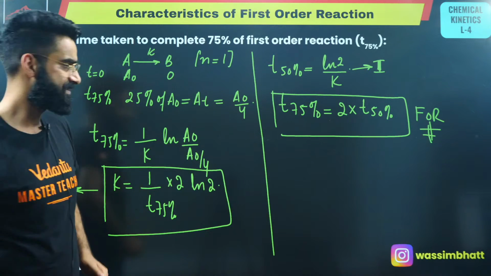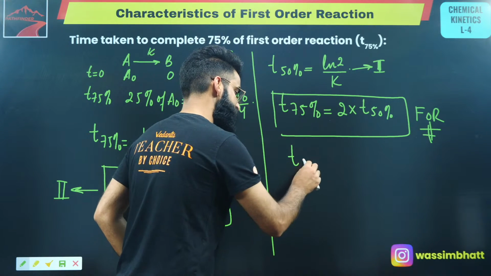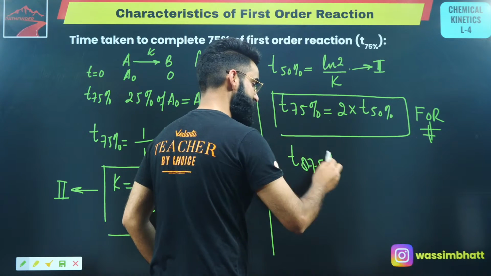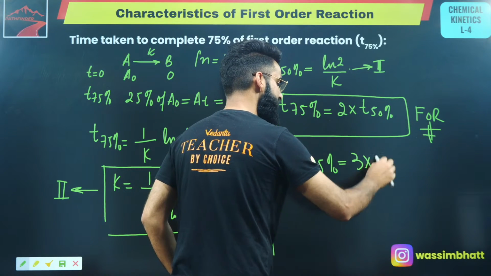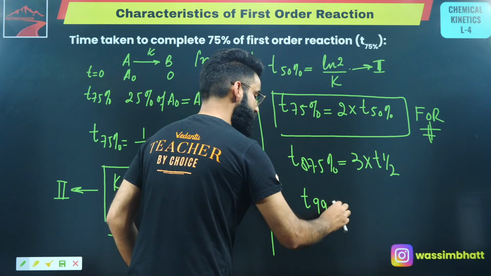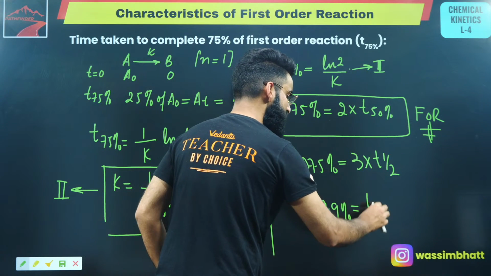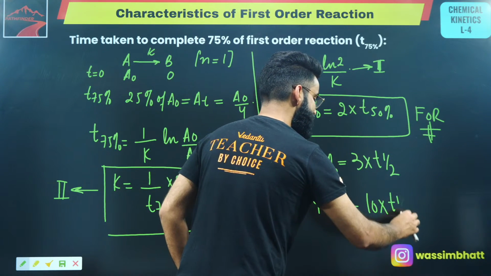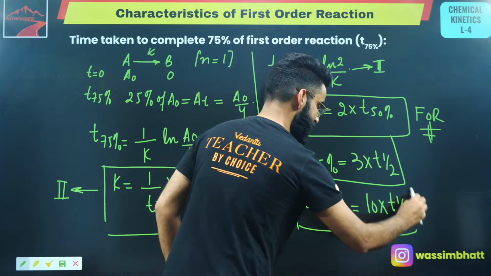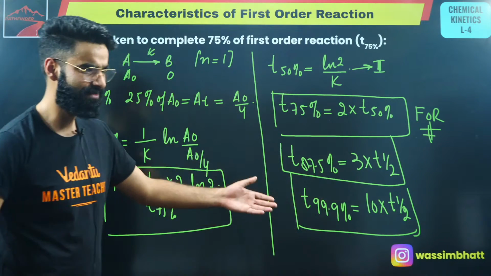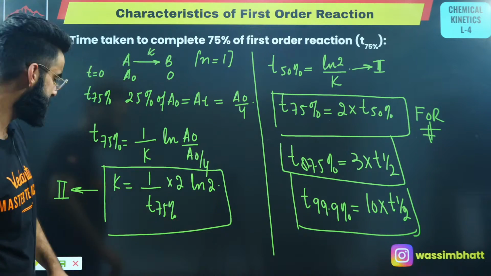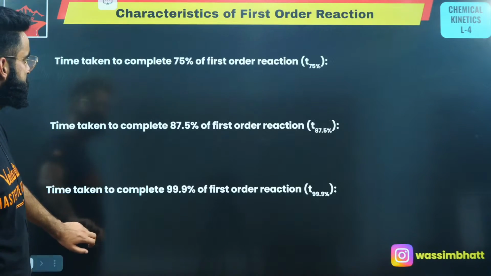Similarly, there is one more result for the first order reaction: 87.5% of the reaction gets completed in 3 half-lives. And remember, 99.9% of the first order reaction gets completed in 10 half-lives. So remember these 3 points as well. These are very important because there are some questions in which you can directly use these results and get your answers.